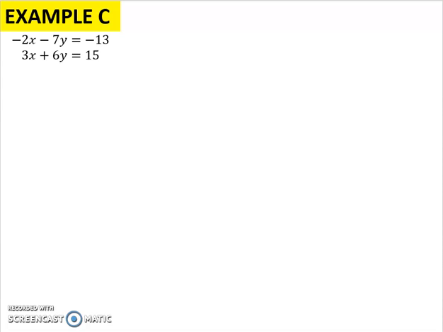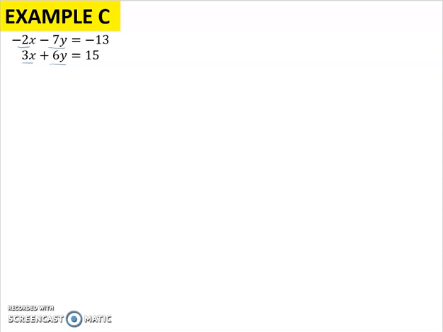Negative 2x minus 7y equals negative 13. 3x plus 6y equals 15. Okay, all right, here we go. So I'm looking for zero pairs. Negative 2x plus 3x, that's 1x, not 0. All right, negative 7y plus 6y, that's negative y. Okay, so neither one of them.